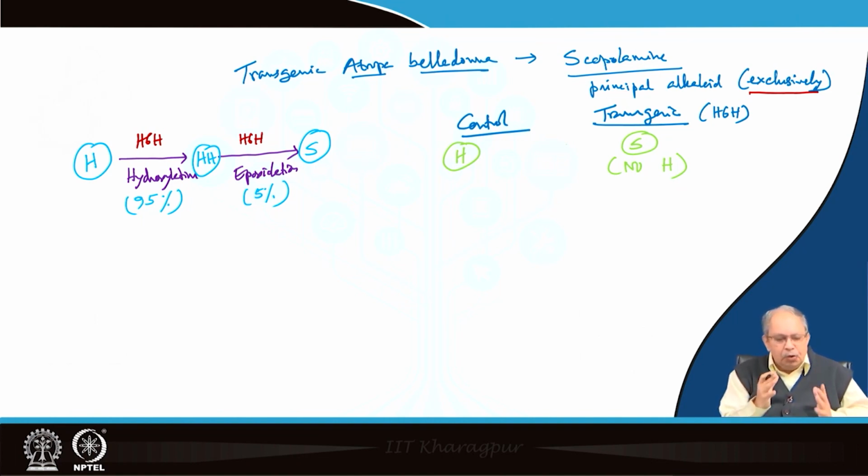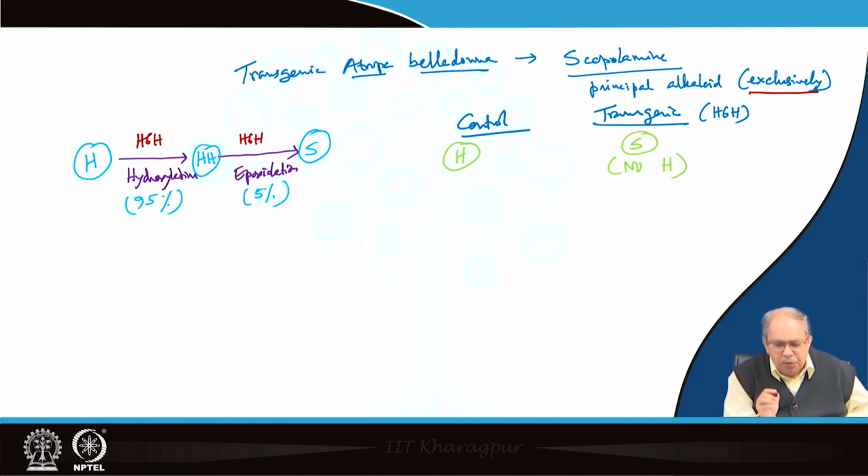That means there is only a negligible trace of hydroxyhyoscyamine, the intermediate. That is only possible if the epoxidation is very efficient, but epoxidation is only 5%. So there lies the confusion.